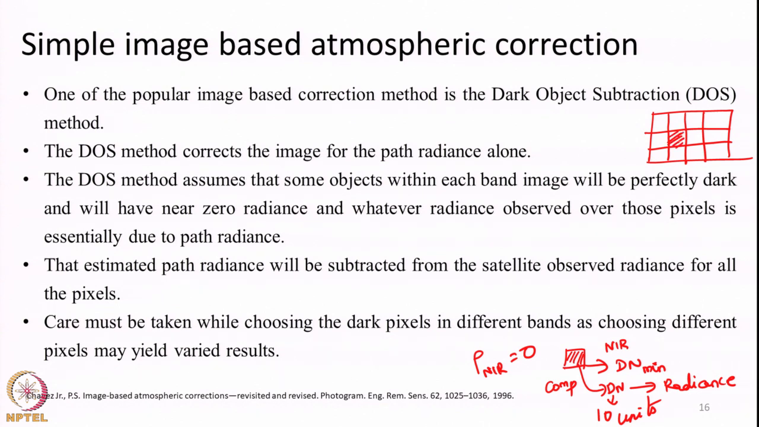You have calculated 10 as the radiance for that particular pixel. Say other pixels have radiance of 15, 18, 22 and so on. From each of these pixels, each of the radiance recorded in the pixel, we will subtract this 10: 15 minus 10, 18 minus 10, 22 minus 10, assuming that those 10 units of radiance are purely due to the atmospheric path radiance, we will subtract it.